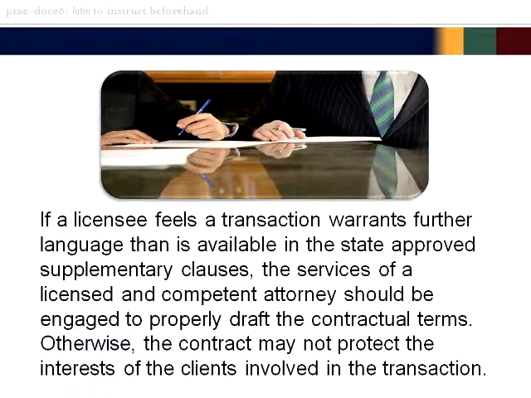If a licensee feels a transaction warrants further language than is available in the state-approved supplementary clauses, the services of a licensed and competent attorney should be engaged to properly draft the contractual terms. Otherwise, the contract may not protect the interests of the clients involved in the transaction.